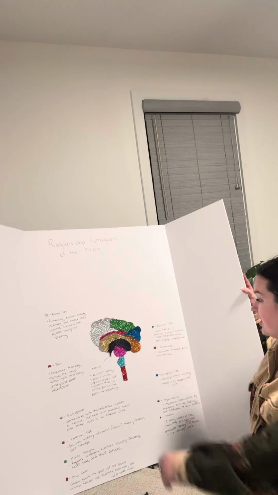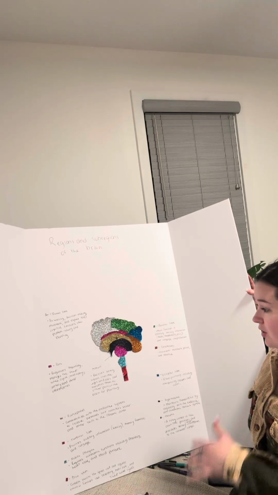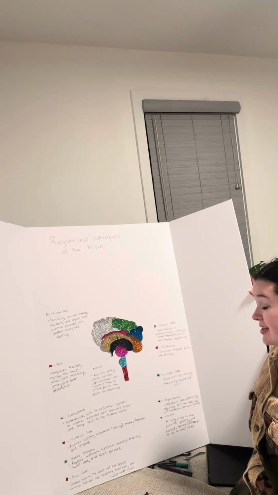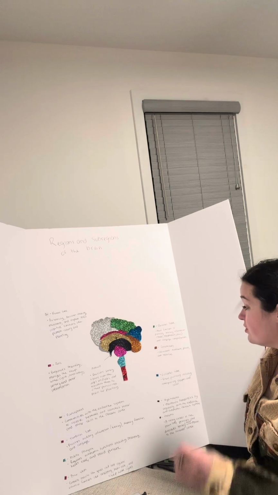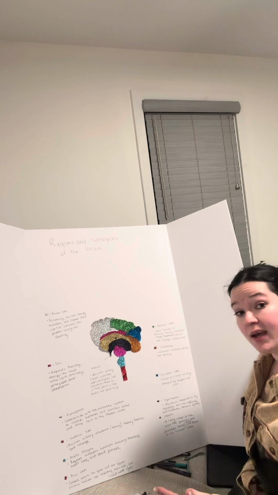We then have the parietal lobe right here in the green. The parietal lobe's main function is processing sensory information, so touch, temperature, and pain, and also language comprehension.